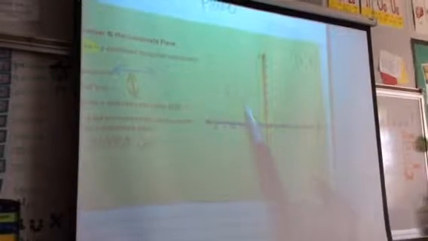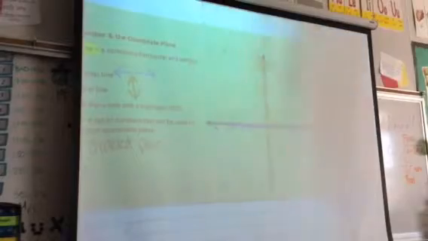If you have an ordered pair on the top left-hand side, your first one is going to be negative, then your second one will be positive.